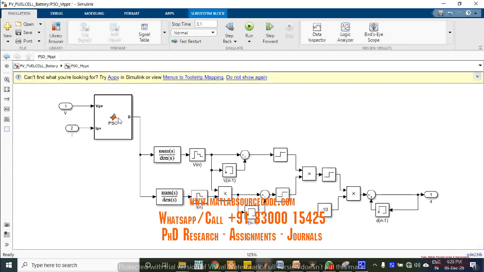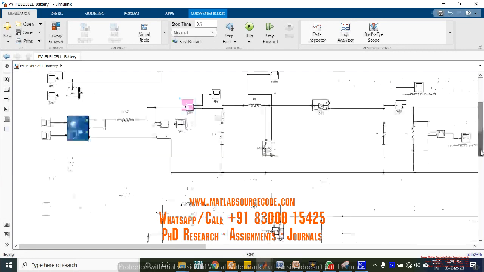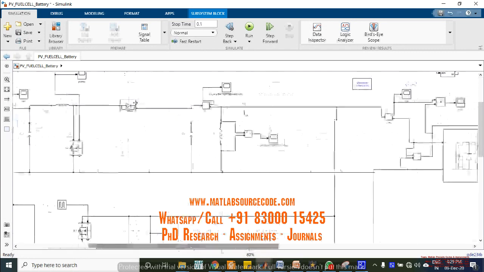You can see the PSO optimization. That optimization duty cycle is connected with MPPT. After processing that MPPT, we get the finalized duty cycle. That duty cycle is connected with the PWM technique. Then we can see the pulse modulation. That pulse modulation signal is applied to the boost converter switch. And here we can see the converter current and converter voltage.